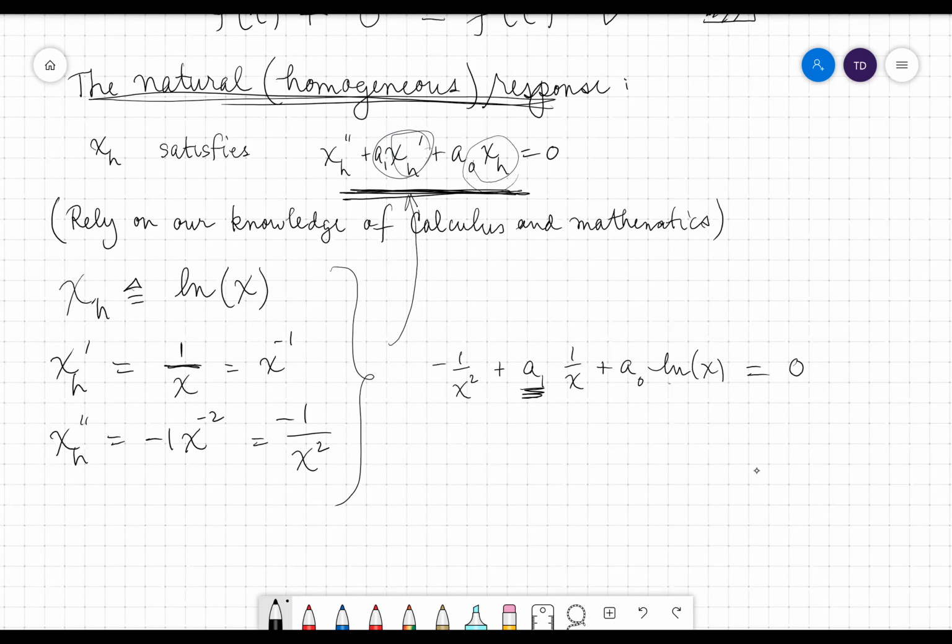How in the world can negative 1 over x squared be added to some constant like a1 over x plus a0? How can that be equal to 0? The answer is it can't be. So what we need to consider, the problem here is this form is different than that form. It's different than that form. The only way that this can be true is if the derivative has a form that looks exactly like the function we're taking the derivative of. That's the only way it's going to work.